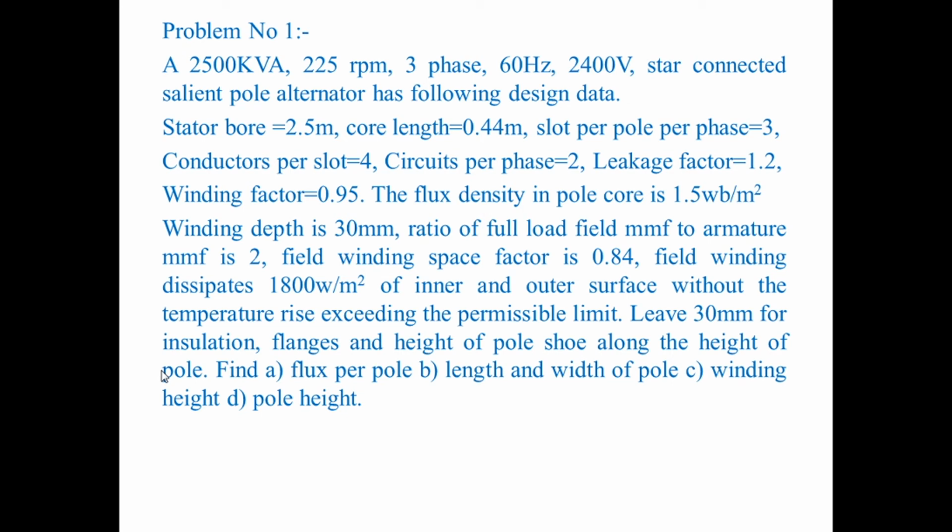So you need to leave the 30 mm as the extension for insulation, flanges and height of the pole shoe, along the height of the pole. Find flux per pole, length and width of the pole, winding height and pole height. So these are all the parameters you need to find out.